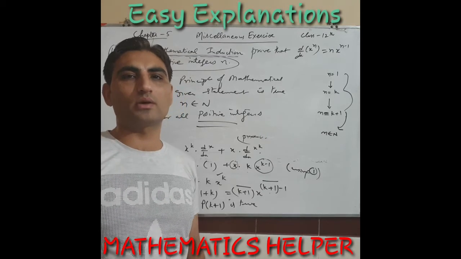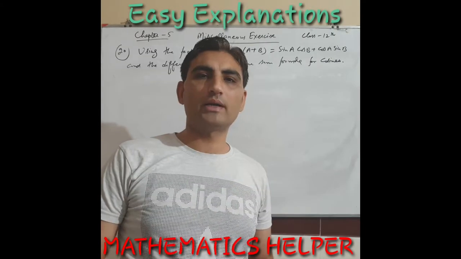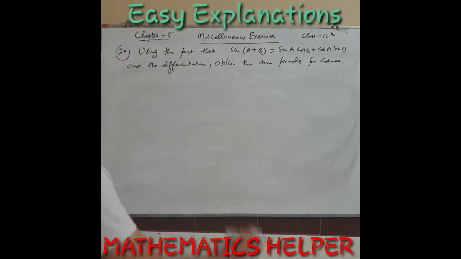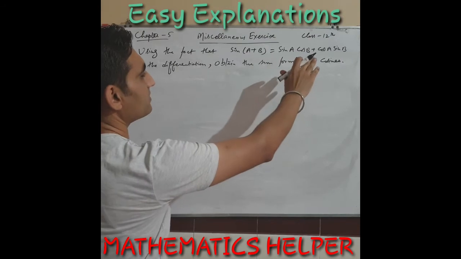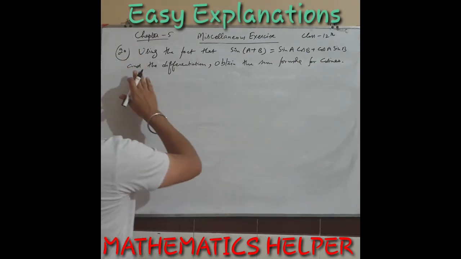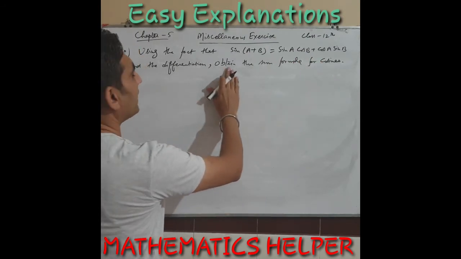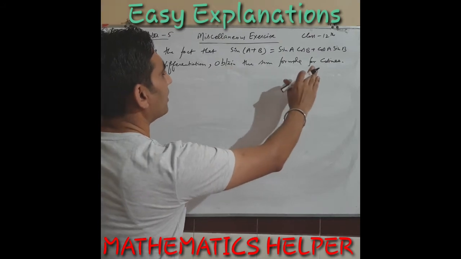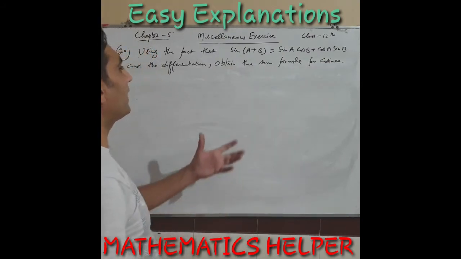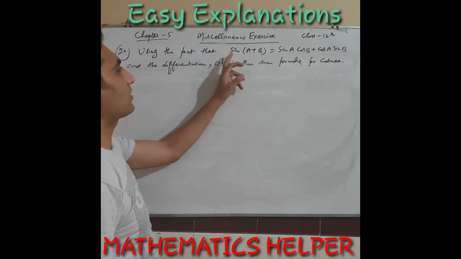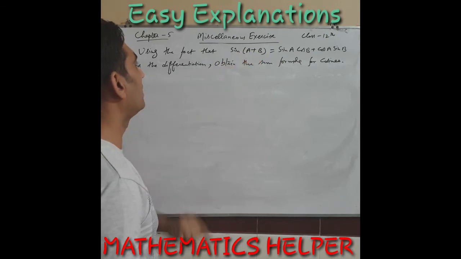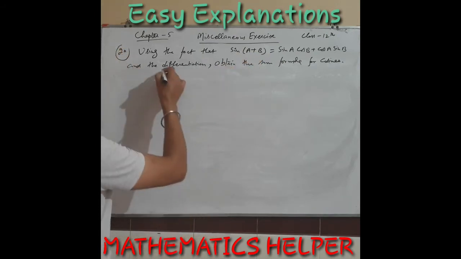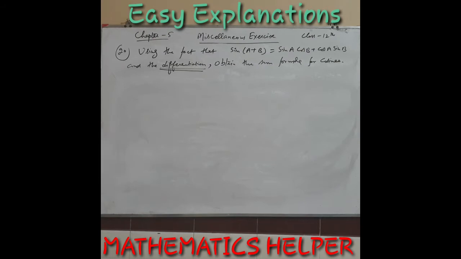See next what is given in question number 20. Students, our question number 20 is using the fact that sine a plus b equal to sine a cos b plus cos a sine b, and the differentiation obtain some formula for cosines. So we have to find formula for cos a plus b by using this information only, means its formula for sine a plus b. Moreover, derivative also. We have to use differentiation. So see how we are able to get answer of this part.